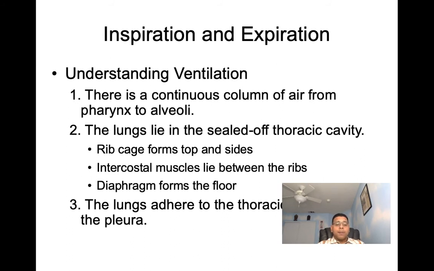Number two, the lungs are found within a sealed thoracic cavity. The rib cage is going to form the top and the sides. The intercostal muscles are going to be found lying in between the ribs, and then the diaphragm is going to form the floor. And then number three, we can see here the lungs, they're going to adhere to the thoracic wall by way of pleura.